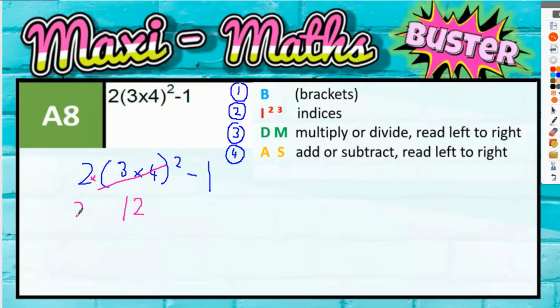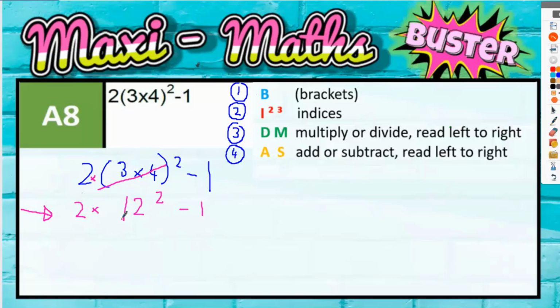So I haven't done this 2 or the times yet. I haven't dealt with this squared. So this squared that was going with the bracket is now obviously going with the answer inside the bracket, which is 12. So that becomes 12 squared. And I haven't done this take away 1. And now we've got a new line that looks a little bit simpler.